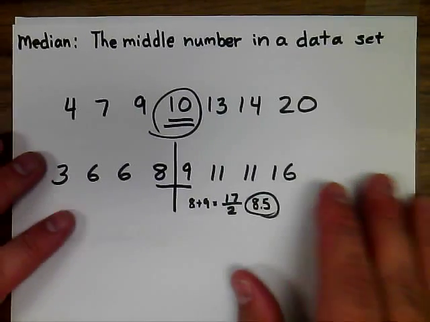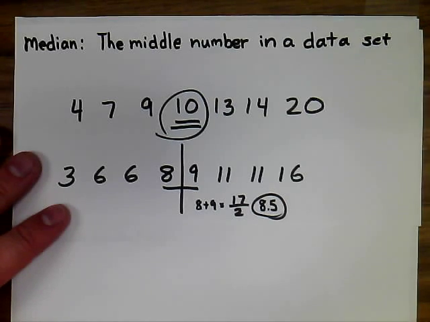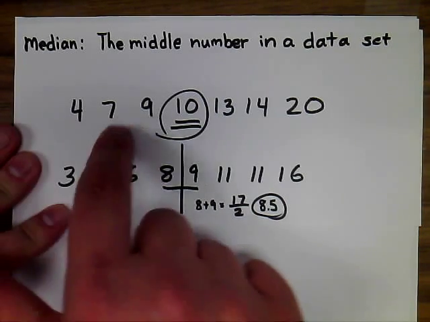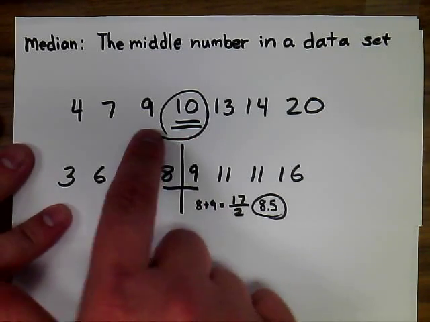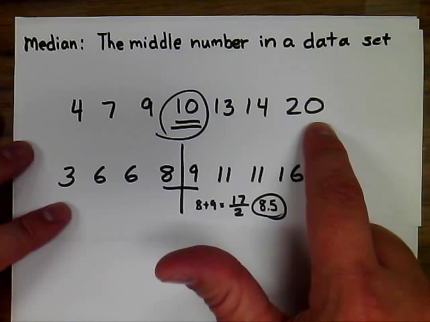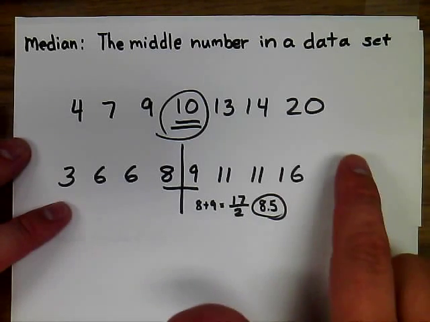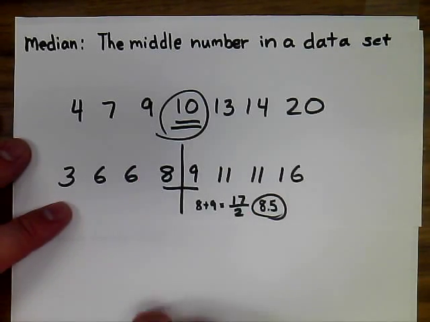Now, the median is the middle number in a data set. And you can see in this specific situation, 4, 7, 9, 10, 13, 14, and 20, that 10 is the middle number. You can see the 3 numbers are before the 10, 3 numbers are after the 10. So when you've got an odd set of data, the middle number will be your median.